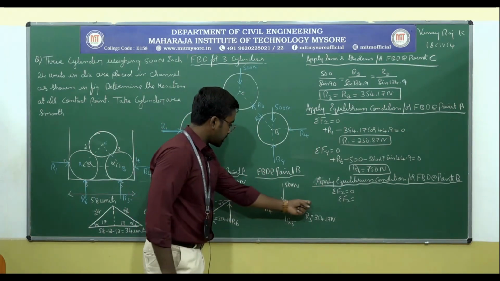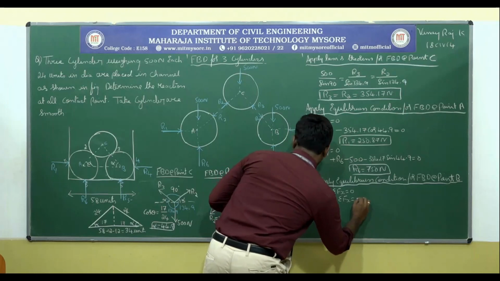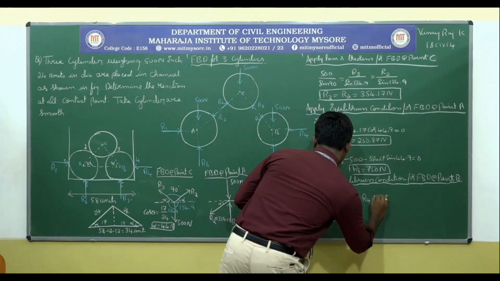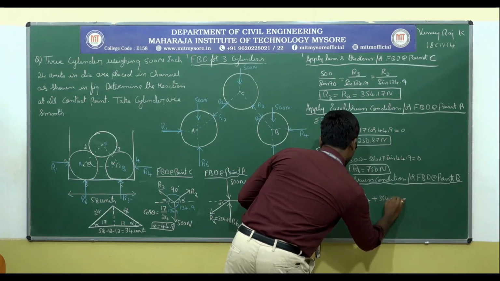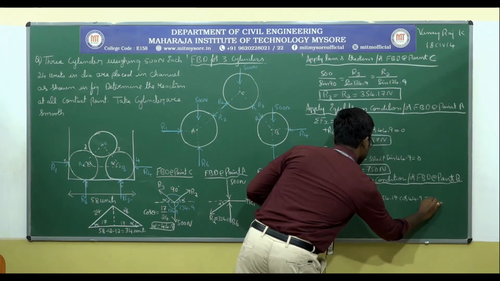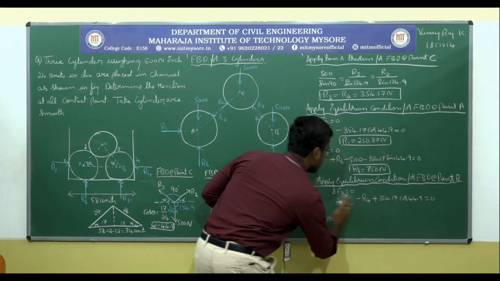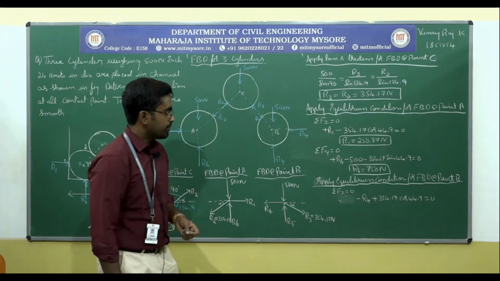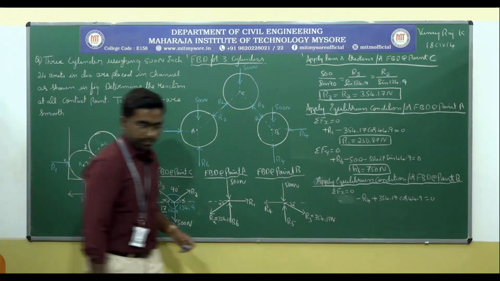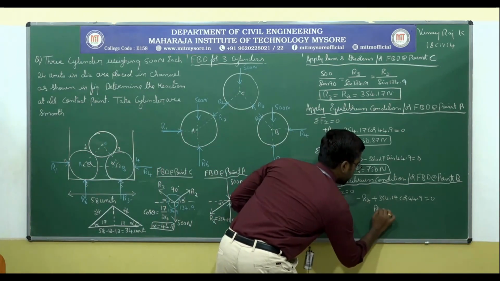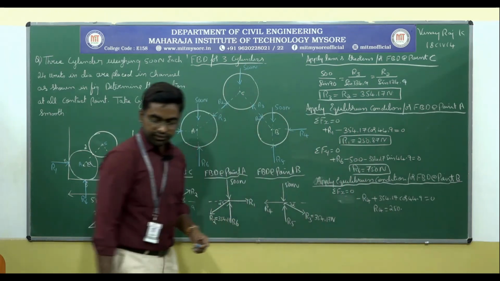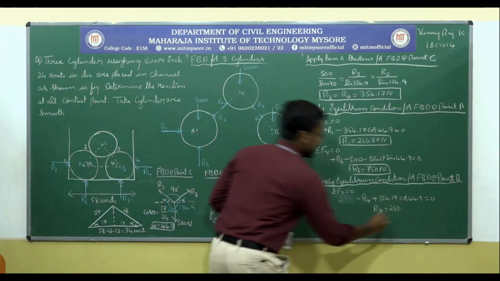There are only two horizontal forces. One will be minus R4. Another one will be plus 354.17 into cos 44.9 is equal to 0. If you simplify this, the R4 value will be equal to 250.87 Newton.